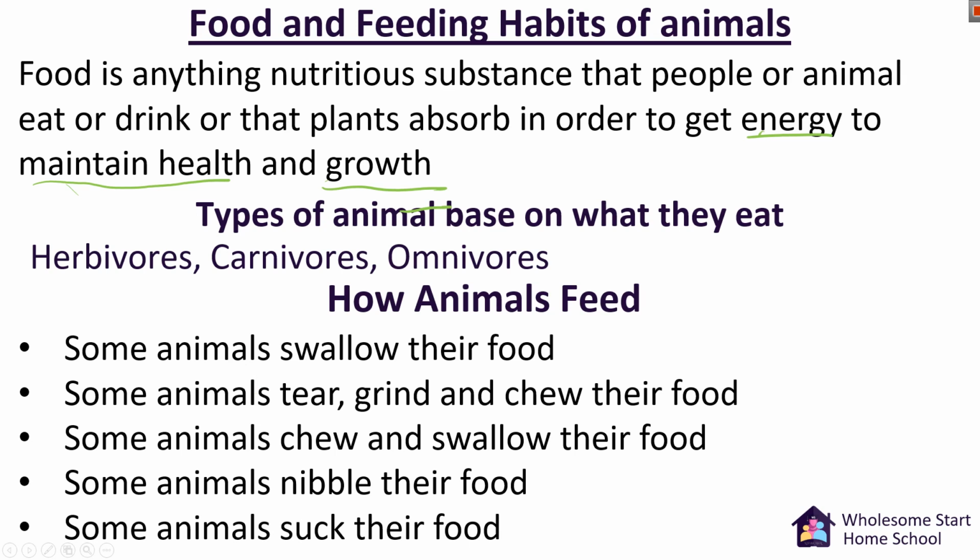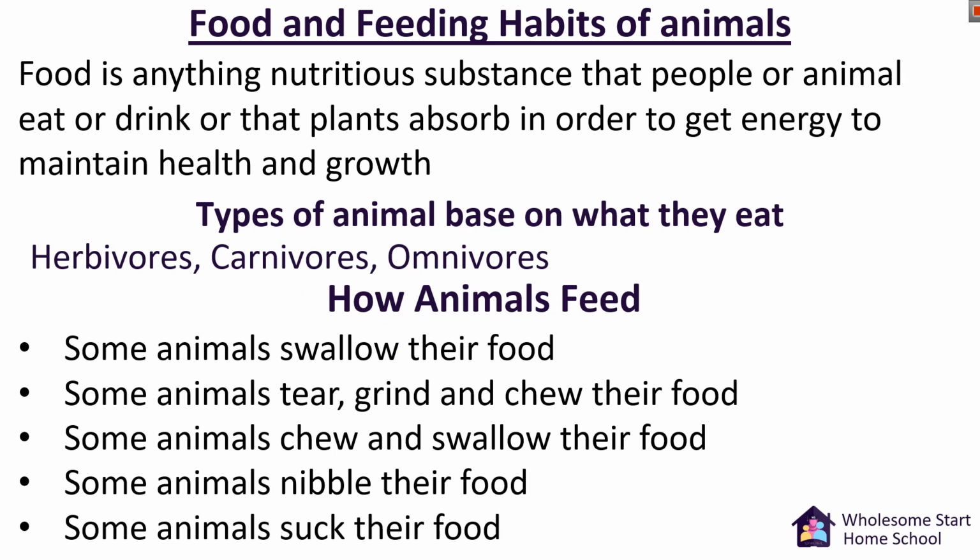Now we see that animals can be categorized based on what they eat. They can be herbivores, omnivores and carnivores. Herbivores are animals that eat plants. Herb means plants while vore means eat. Carnivores are animals that eat animals, while omnivores are animals that eat both plants and animals, both plant and flesh.